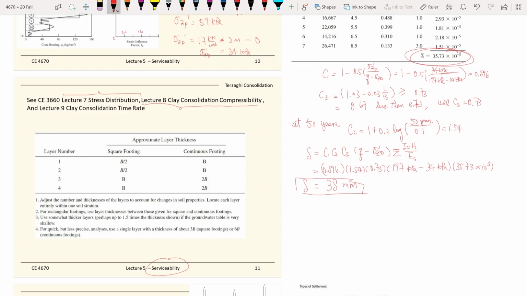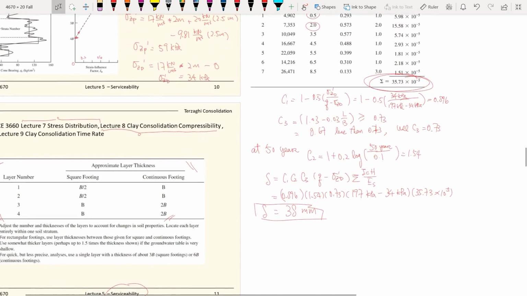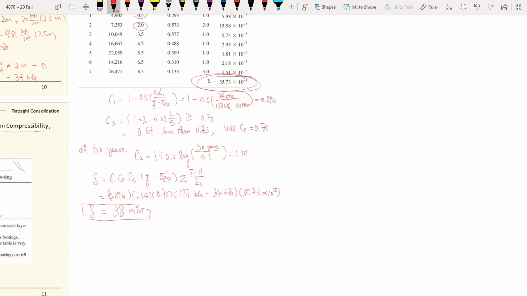Now we are on the mission of designing the foundations, and your textbook, from Terzaghi's recommendations, gives you some guidelines on how deep you should look beyond your foundations, and also how to divide into layers for the settlements. There are 2 cases from these tables: square footings and continuous footings.